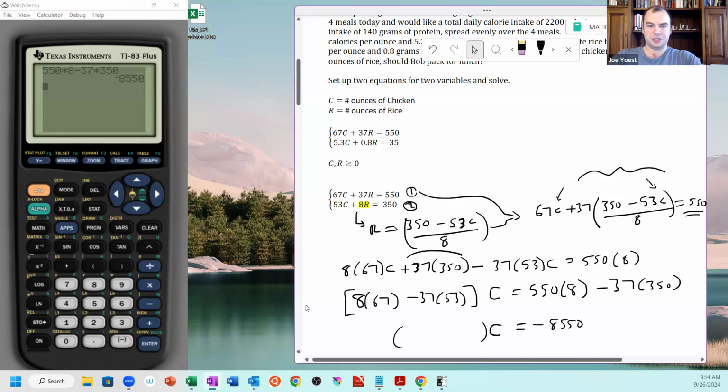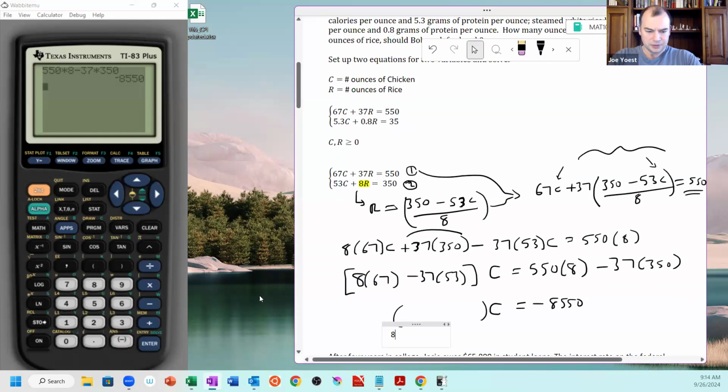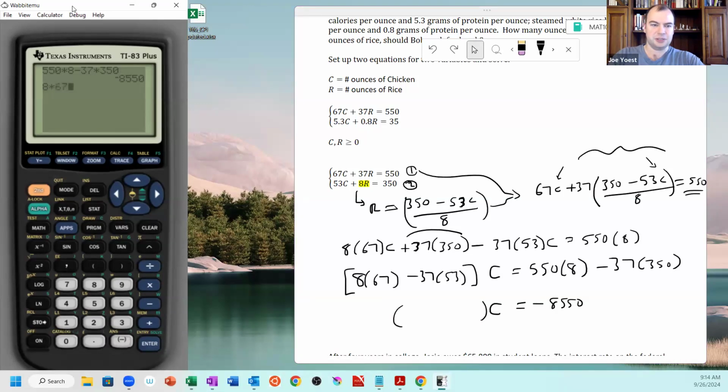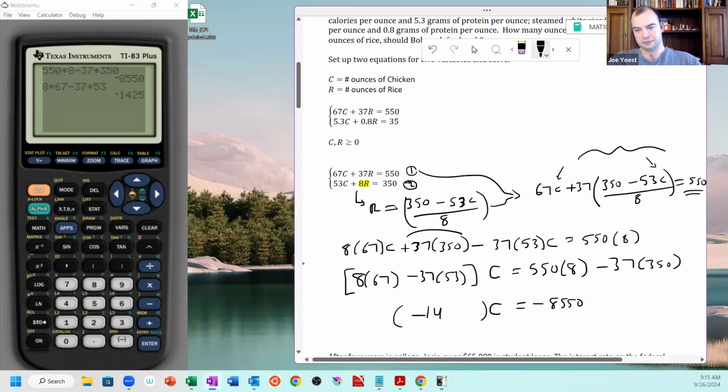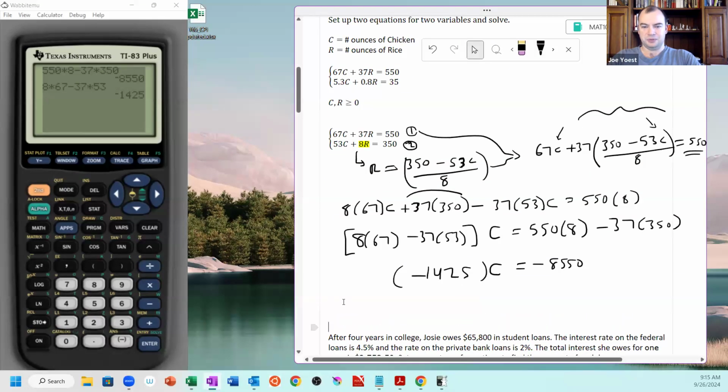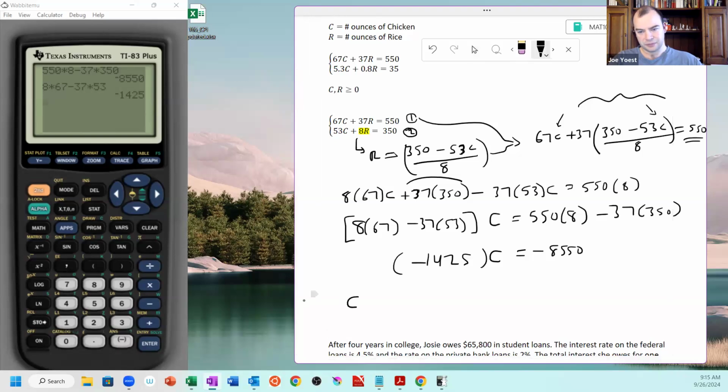And what's my coefficient of C? 8 times 67 minus 37 times 53. And that gives me negative 1425. So then C, of course, is going to be the ratio of those. So it's going to be 8550 divided by 1425. And that turns out to be 6.